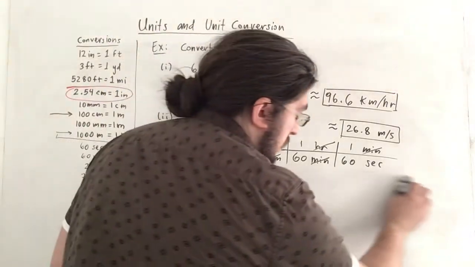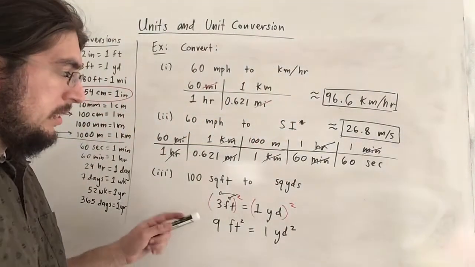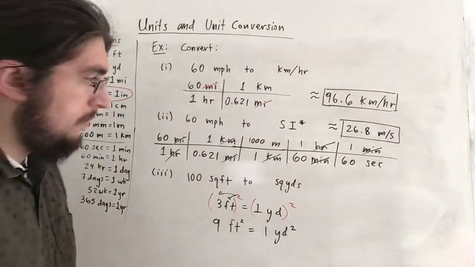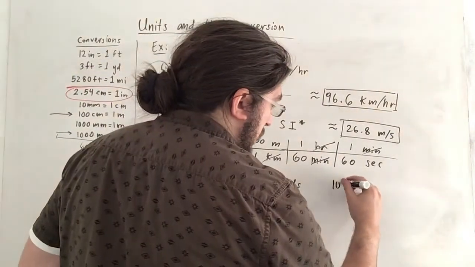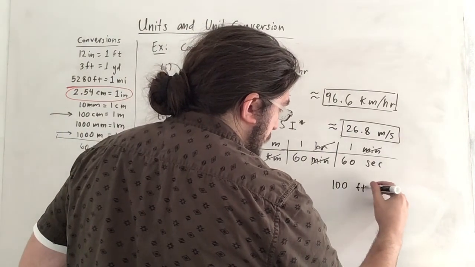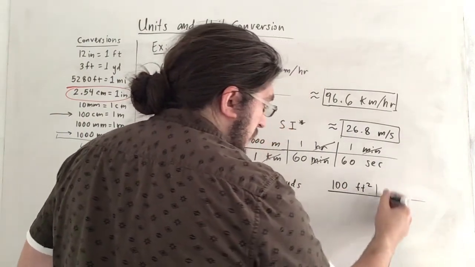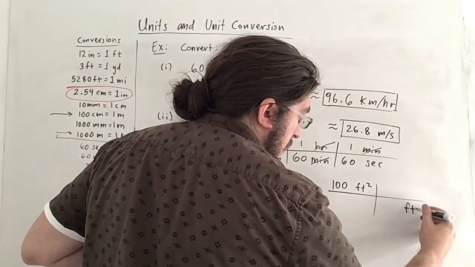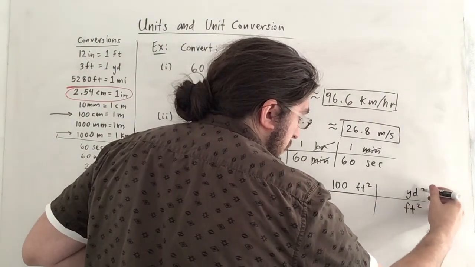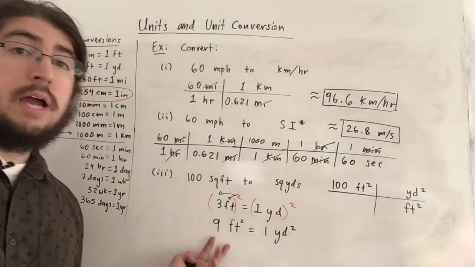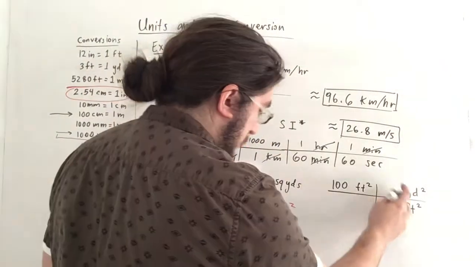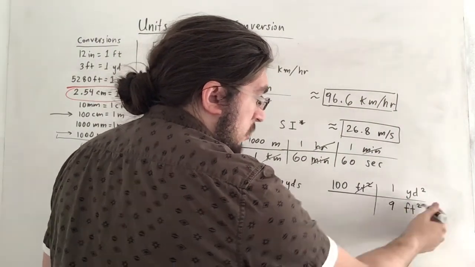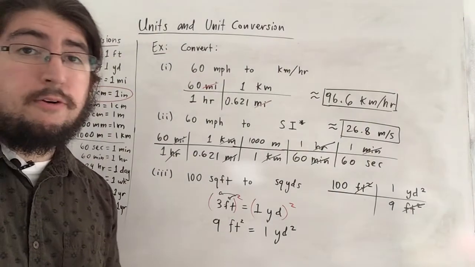So great. With that being said, we know that there is 9 square feet in 1 square yard, so we're going to use our conversion table. We're going to start with 100 square feet. And we want to convert that into square yards, so I want to get rid of feet squared, and I want to introduce yards squared. And we know 9 square feet are in 1 square yard, so the yard gets a 1, and the feet squared gets a 9. Those cancel out, and then you just divide 100 by 9.